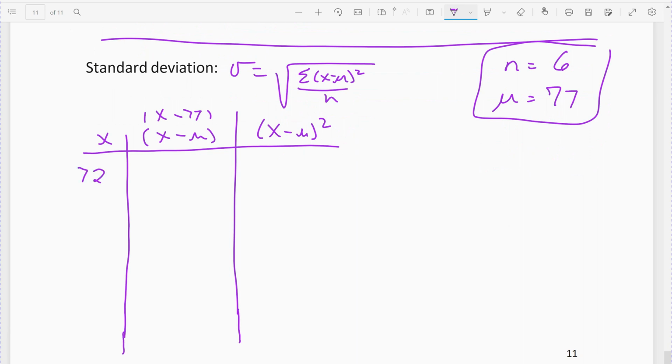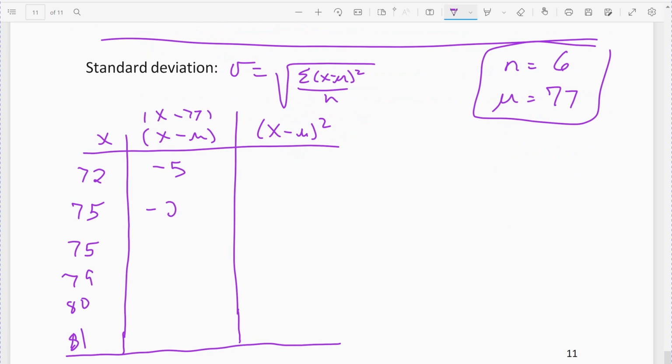Alright, we like to put them in order, so 72 and then 75, and you put down both 75s, 79, 80, 81. The first thing you can do is take 72 minus 77, that's negative 5. 75 minus 77 is negative 2, so that's also negative 2. 79 minus 77 is a positive 2. 80 minus 77 is a positive 3, and 81 minus 77 is a positive 4. Again, I don't want to add those up because I've got negatives and it'll zero out, so I've got to square them.